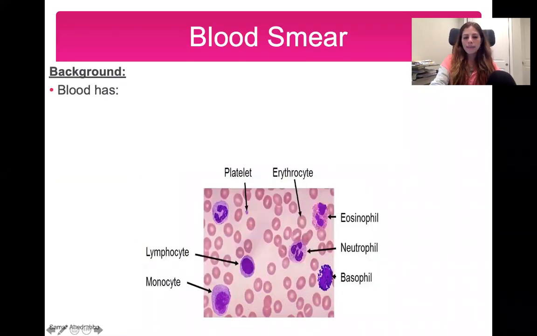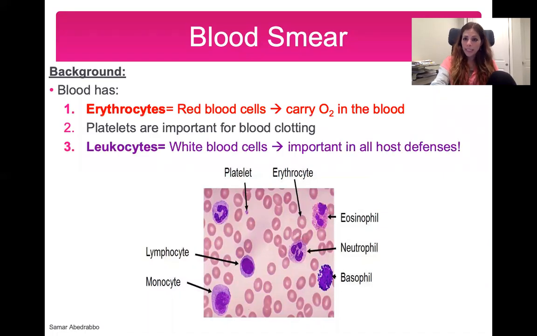Just to give some background, blood has three different components. If you look at a blood sample, you see our red blood cells, which we call erythrocytes. And remember, cyte just means cell. So erythro, red blood cells, and their function is to carry oxygen in the blood throughout your body. When you look at a blood sample, there's also platelets.